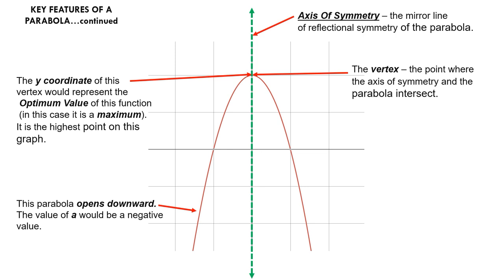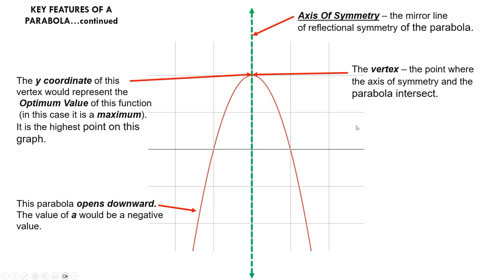In this case, the y-coordinate of the vertex represents the optimum value. It's a maximum. It's the highest point of the graph. This particular parabola opens downwards, so if we were able to see the relation, it would have a negative a value. So it would be y equals negative a times x to the exponent 2.